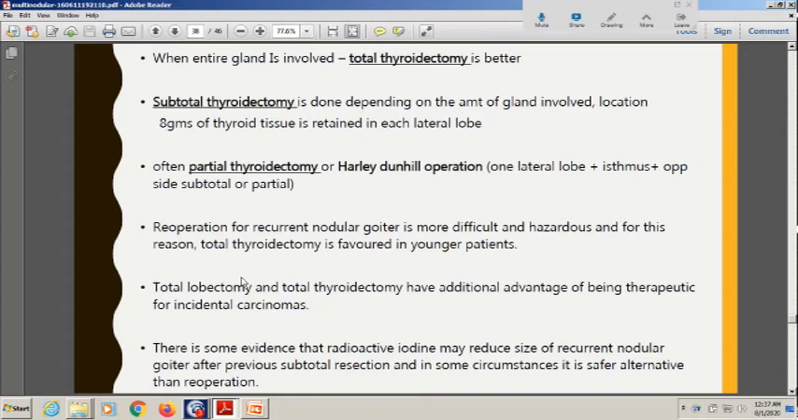In a partial thyroidectomy, one lateral lobe is fully excised. The isthmus is also excised, but on the opposite side we have to retain 8 grams of thyroid tissue, which will help with T3 and T4 production.